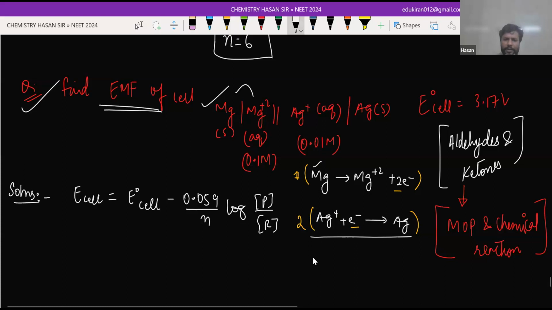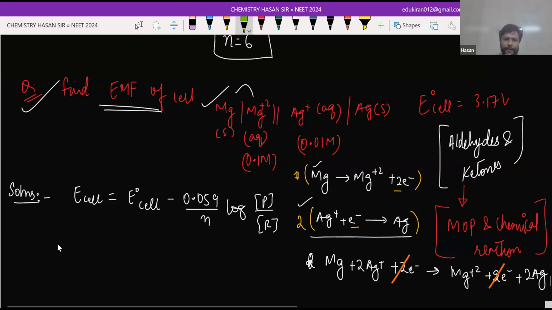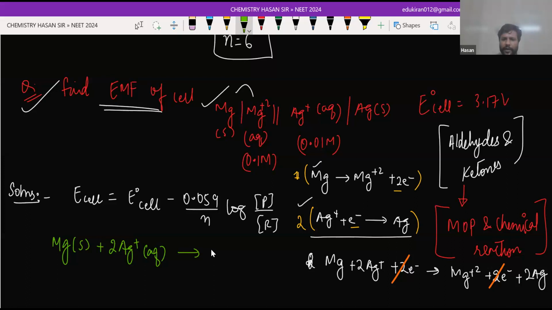So if you multiply by 1, it will be Mg, and if you multiply by 2, it becomes 2Ag+ plus 2 electrons. On the right hand side, there will be Mg2+ plus 2 electrons, already multiplied by 1, plus 2Ag. Is that clear? I did it simultaneously. Is that clear? Yes, sir. It's clear. Okay, so Mg in solid reacts with 2Ag+, and that gives you Mg2+ in aqueous and 2Ag.